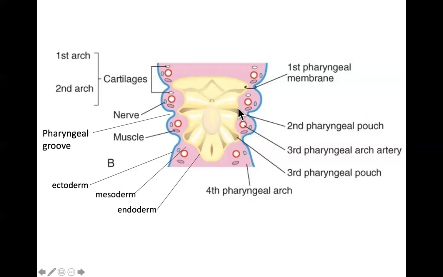Now, the pharyngeal arches are separated on the outside by these indentations called pharyngeal grooves. Right, on the outside they call them grooves. Its counterpart on the inside is called a pouch.